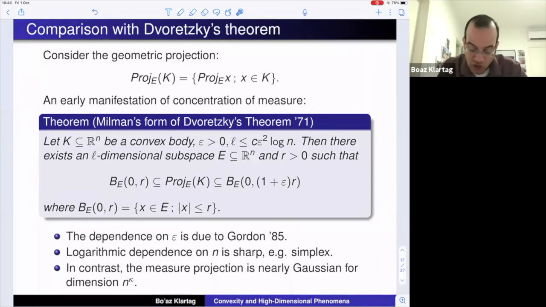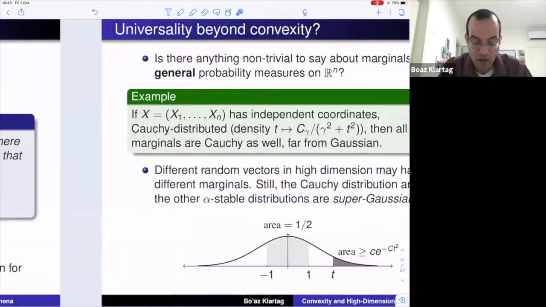On the other hand, with measure projection, you are nearly Gaussian for much higher dimensions, already for dimension n to some constant, to the 1/50, say. So this is more well-behaved, as might be expected, because the measure is more of an average than maybe the support of it, which is the geometric projection.